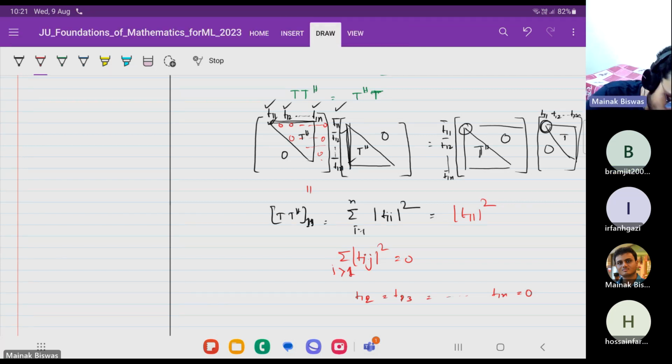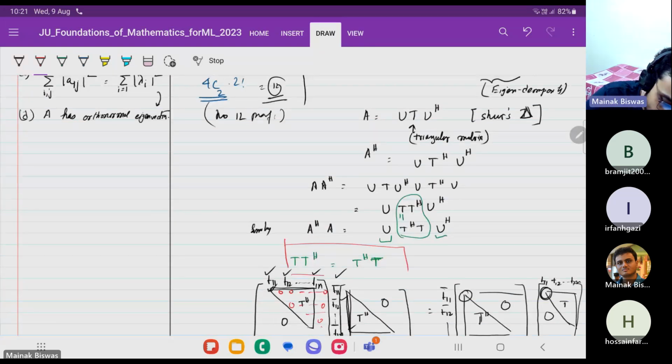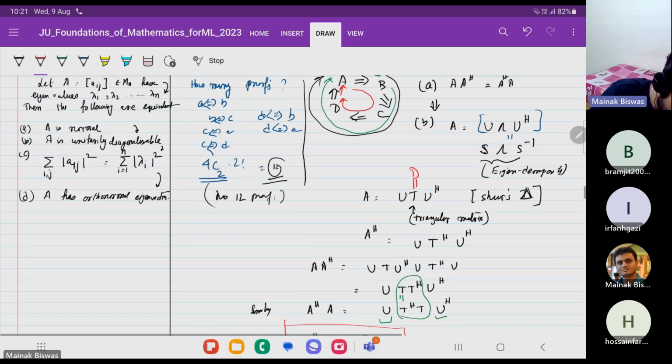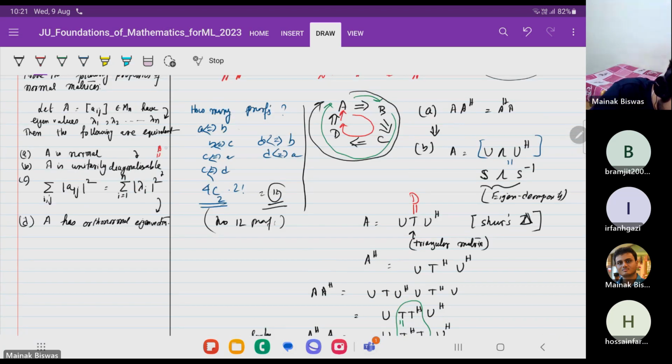Exactly. This is only true if T is equal to a diagonal matrix. So are we able to prove it? So now this has been converted to a diagonal matrix. So now we have seen A is U D U Hermitian. So it's unitarily diagonalizable. Clear? So we are really able to prove A to B.